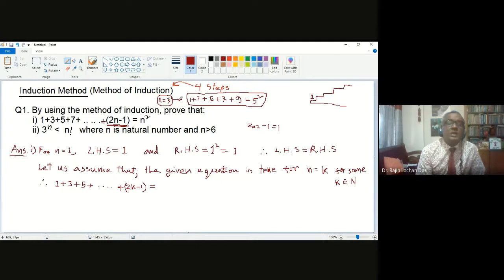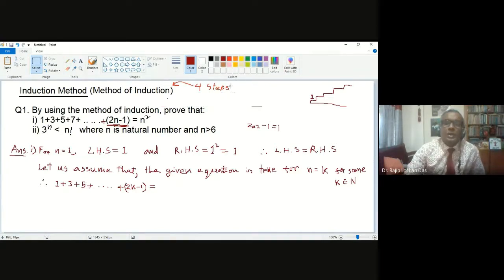So if you think that I will stop at n equal to 500, then in the same way you will go dot dot dot, 2 into 500 minus 1. That is the last term on the left side. And the right side is 500 square. That's all. In this way we can think about the sequence or series given. So now we will stop at n equal to k. Fine, you write the last number as 2k minus 1.